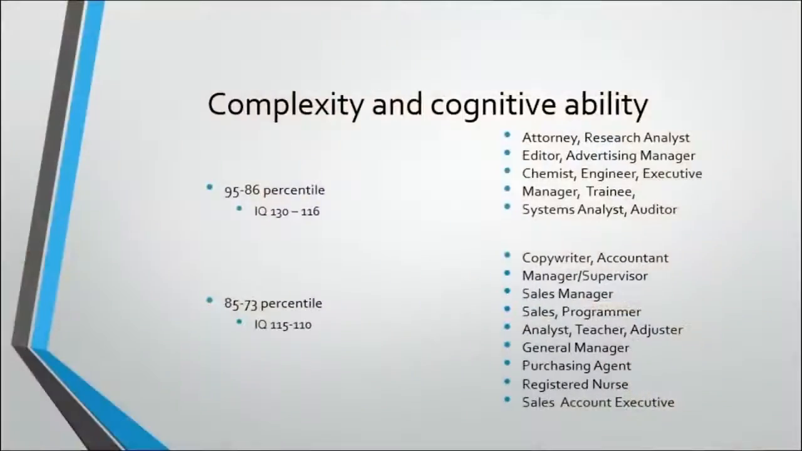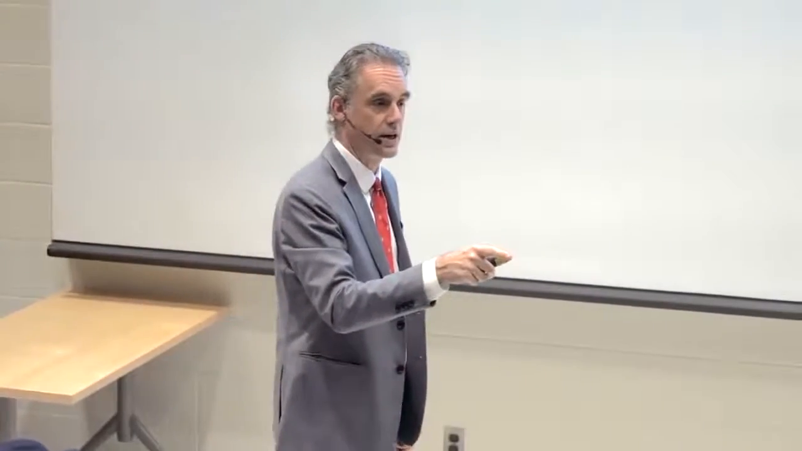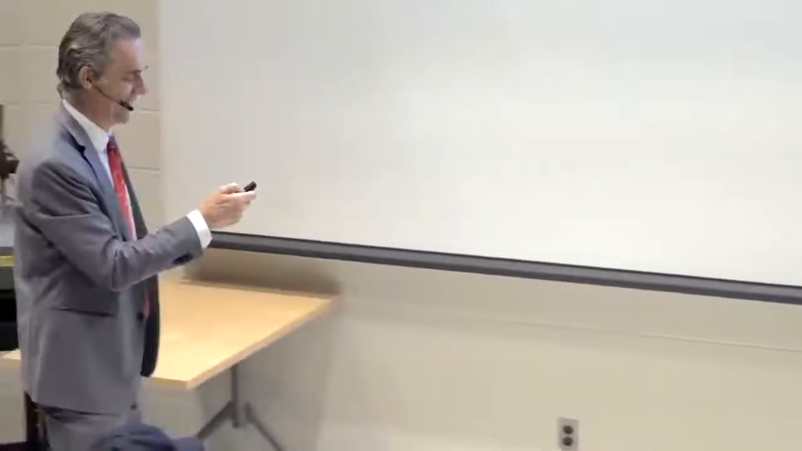So IQ of 110 to 115, so that's 73rd to 85th percentile: copywriter, accountant, manager, sales analyst, general manager, purchasing agent, registered nurse, sales account executive. If you look at universities, the smartest people are above this. Who are the smartest people at university? What do you think? Mathematicians. Physicists and mathematicians, right. I could tell you who's on the other end, but I won't. Yeah, I'd like to though.